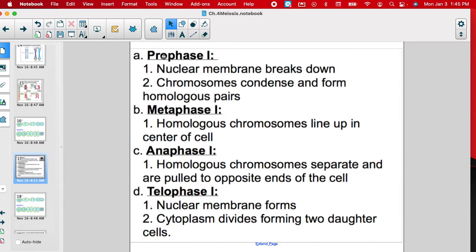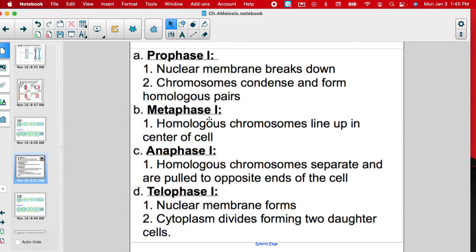So in prophase 1 of meiosis 1, the nuclear membrane breaks down, and the chromosomes condense and form homologous pairs. Sounds very similar to mitosis. In prophase, the nuclear membrane breaks down, chromosomes condense, forming those X's, right? So very similar, but now we have something called homologous pairs.